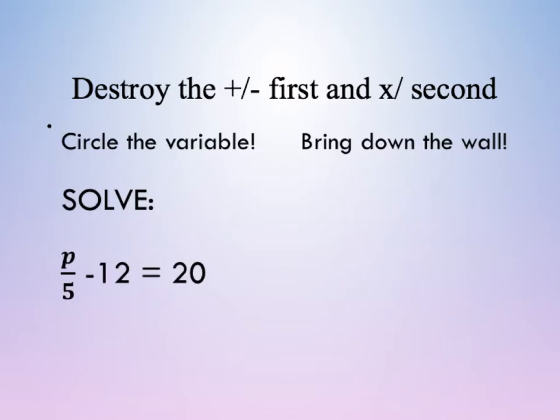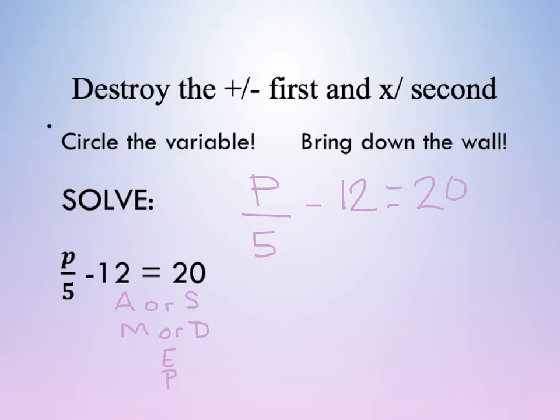Okay, I'm going to go ahead and rewrite this problem. P divided by 5 minus 12 equals 20. And again, we're going to do PEMDAS backwards, so we're going to do the adding and subtracting first. Then we would do the multiplication or division next. And then the exponents and parentheses.